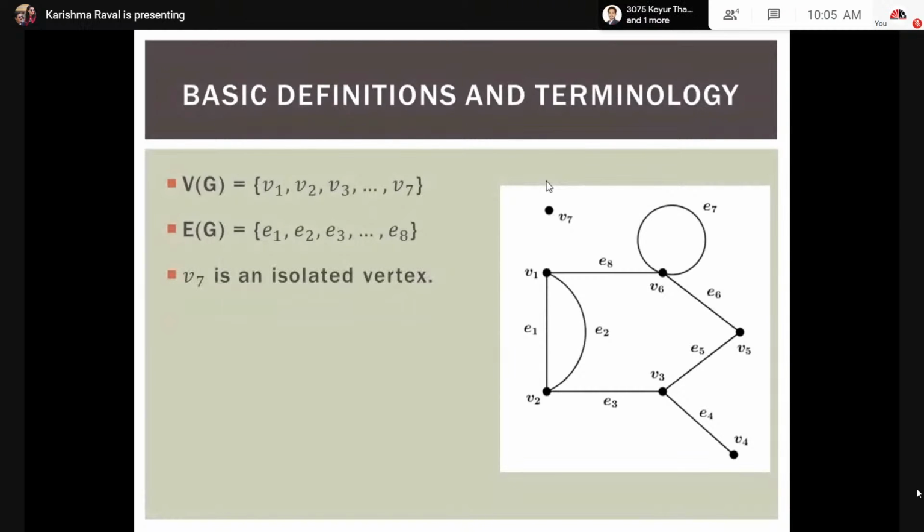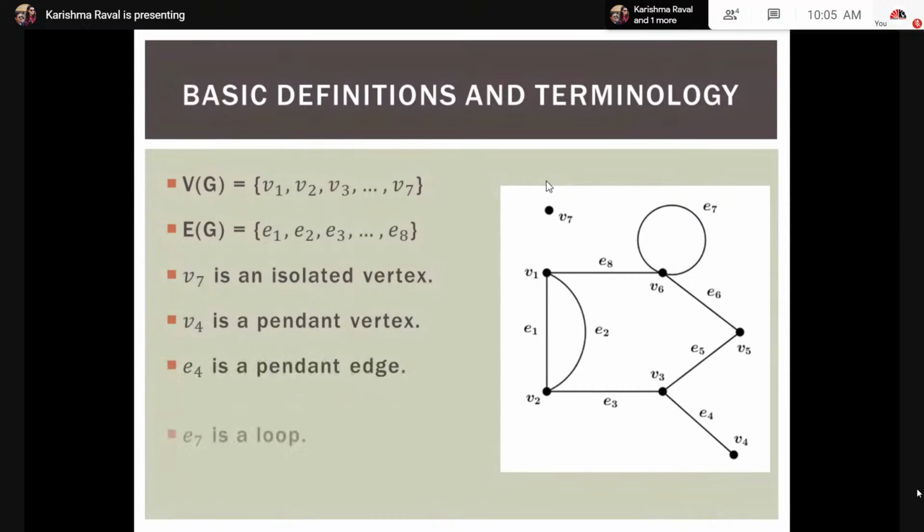V7 is an isolated vertex. You see on the left top corner in the figure there is V7, which has no edge incident on it, so it is an isolated vertex. V4 is a pendant vertex. E4 is called a pendant edge. E7 is a loop. And E1, E2 are the parallel edges.